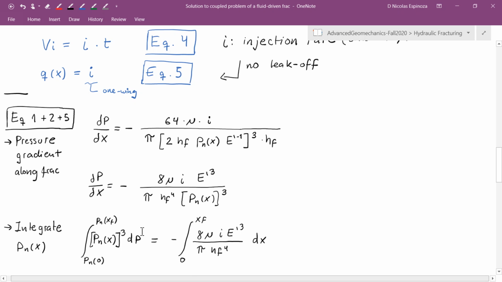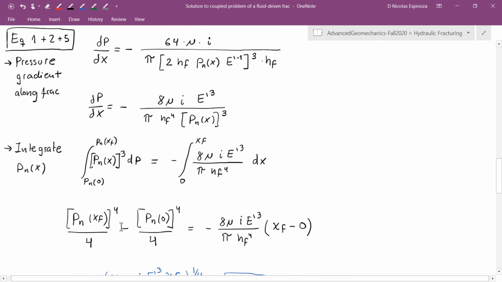And this is just a simple integral. This is the integral of a polynomial. So the solution is going to be that function to the fourth power divided by 4. And here these are the two bounds. So this is going to be the net pressure at the tip to the power of 4 divided by 4 minus the net pressure at the beginning of the fracture, or at the wellbore, to the power of 4 divided by 4.